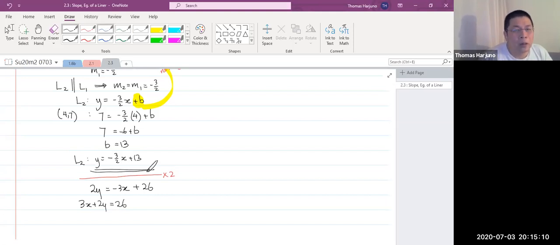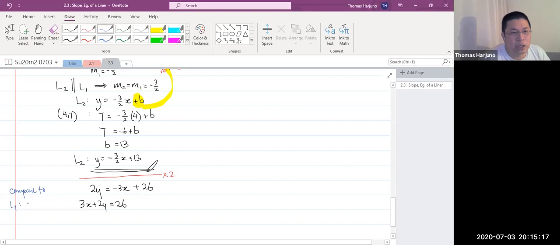Now, compare that to line 1, which is 3x plus 2y equals 5. What I want to say is this: the general form of two parallel lines will be the same except for the constant. The other parts are the same.